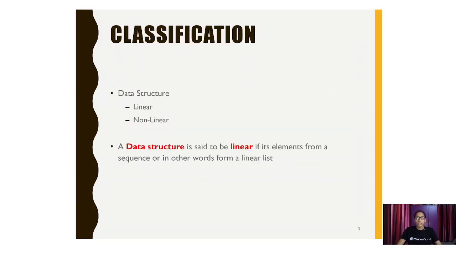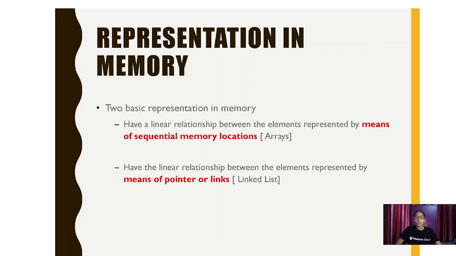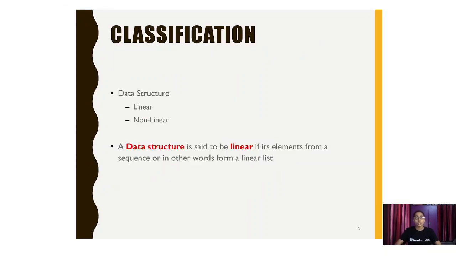So what is the classification of data structures? One is linear, another is non-linear. A data structure is said to be linear when its elements form a sequence, in other words a linear list. Whereas in a non-linear structure, the elements are not arranged in a sequence or linear list, so it is called non-linear.